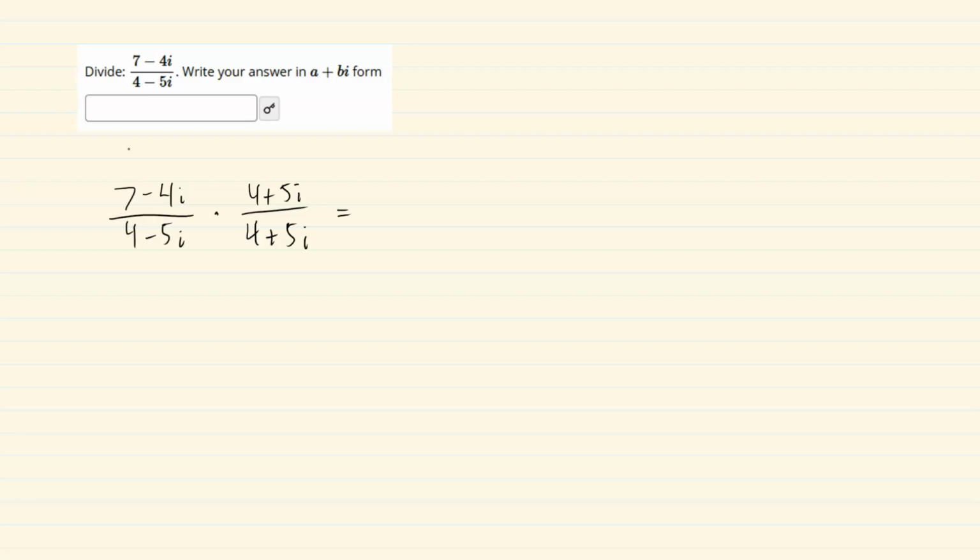Okay, so the denominator will give us. Actually, I will go ahead and do this on the top here. So 4 minus 5i times 4 plus 5i. Multiplying that out, notice that 4 times 4 is 16. Then 4 times 5i is plus 20i. And then we move on to negative 5i times 4, which is negative 20i. And then we have negative 5i times a positive 5i, which is minus 25i squared.